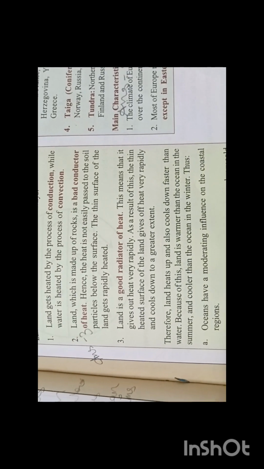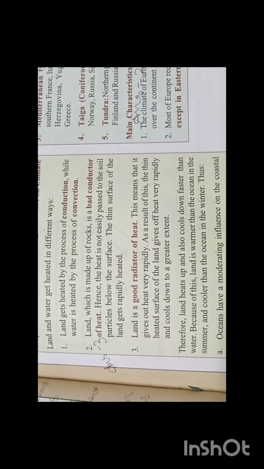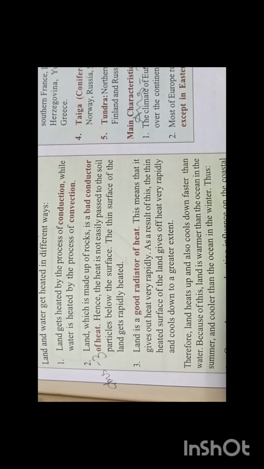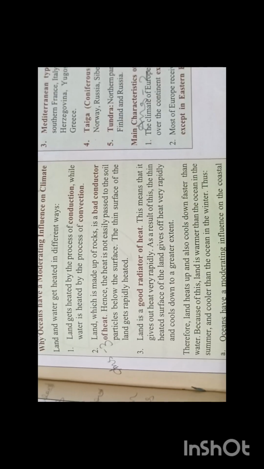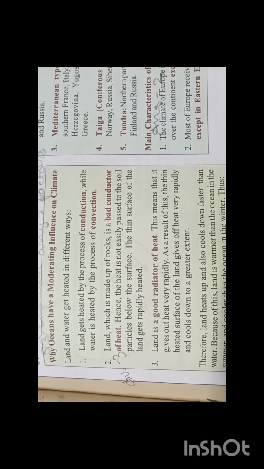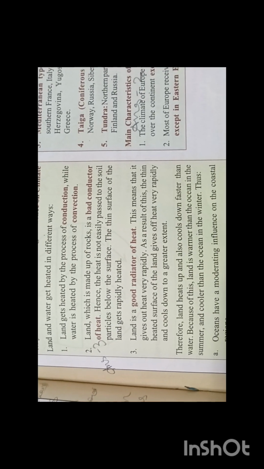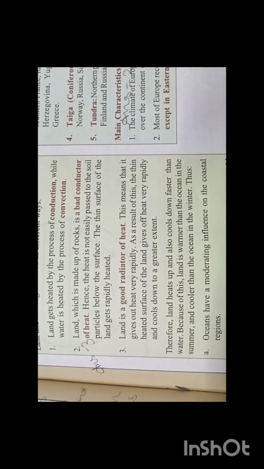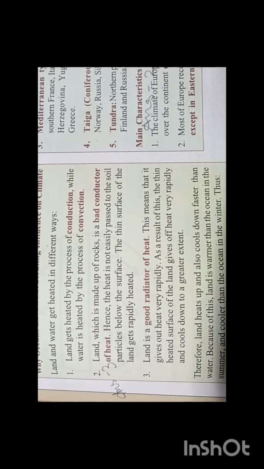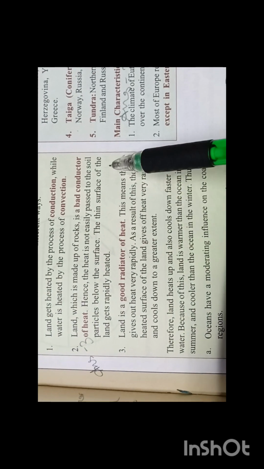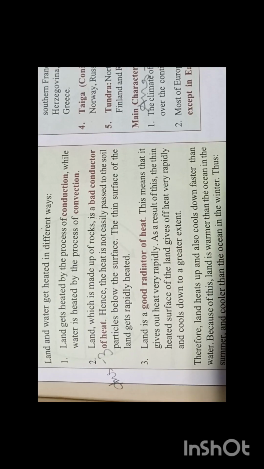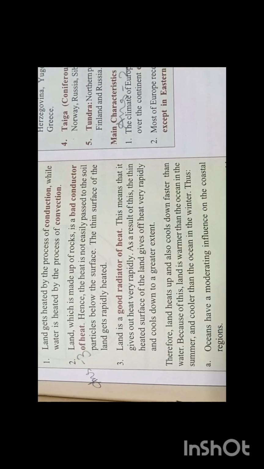Now the third point says that the land is a good radiator of heat. Although it is a bad conductor of heat, it is a good radiator of heat. Now what does radiator mean? Good radiator of heat means that it gives out heat very rapidly. It will not absorb heat, it will not allow heat to pass through it, but it will give out heat very rapidly. The thin surface of land gets rapidly heated, and then it gives out heat very rapidly and cools down.